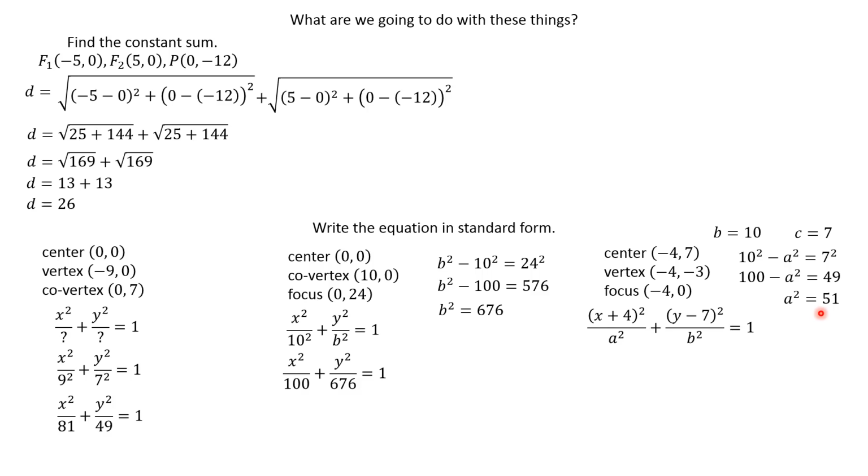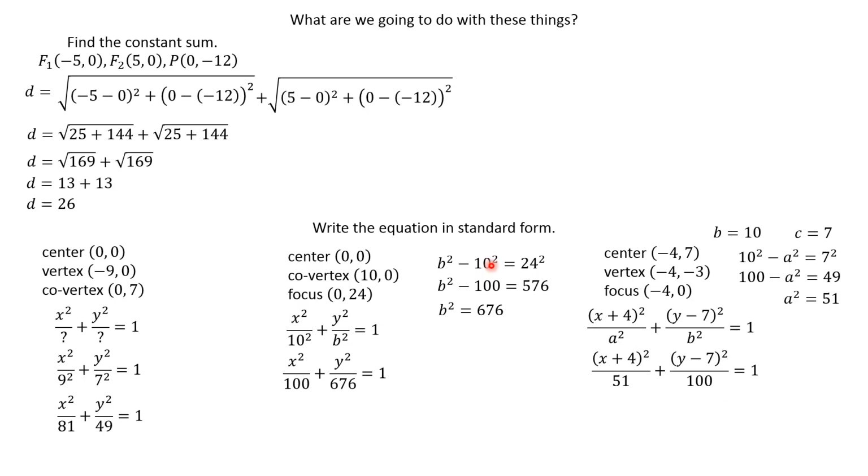And this would be a case where finding a is going to be difficult, 7.1-ish. But we don't need to find a. A squared is what we need for our equation. So 51 will go here, and then b squared, 10 squared is 100, goes here. So we have x plus 4 squared over 51 plus y minus 7 squared over 100. And that's the equation in standard form.